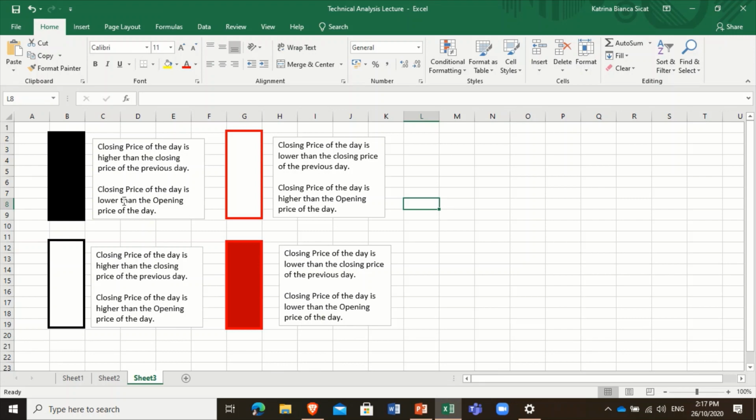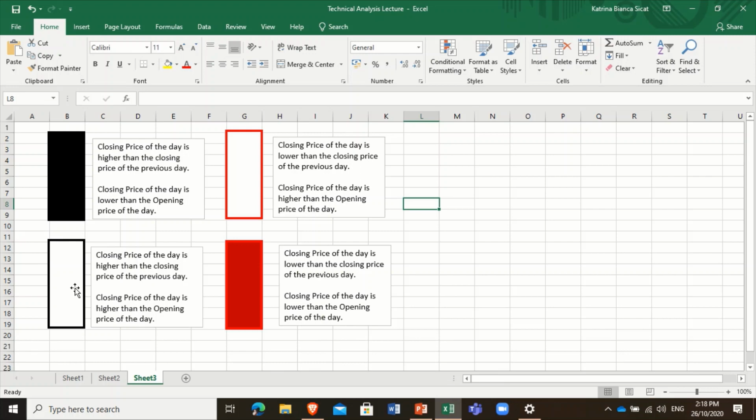Closing price of the day is lower than the opening price of the day. Ito yung tinatawag nating sayang. Muntik na. Okay? Bakit? Kasi ang ini-aim natin dito na bullish candle, yung tinatawag nating talagang increasing in price, is the white candlestick. Kumbaga, pinaka-supreme ang white candlestick. Why? The closing price of the day is higher than the closing price of the previous day, and the closing price of the day is higher than the opening price of the day.